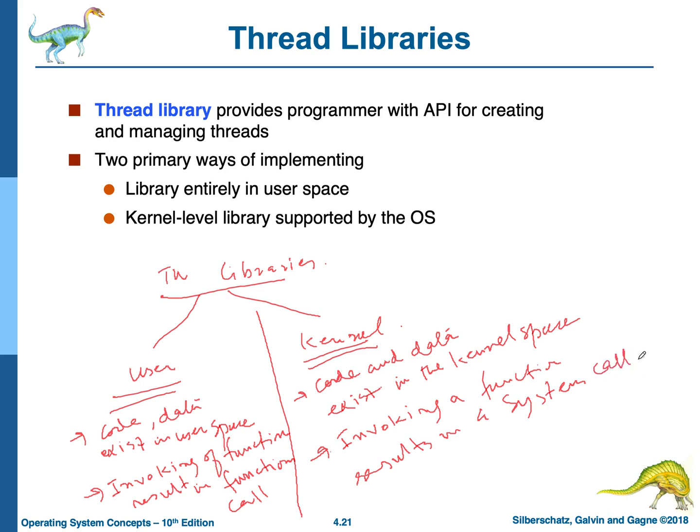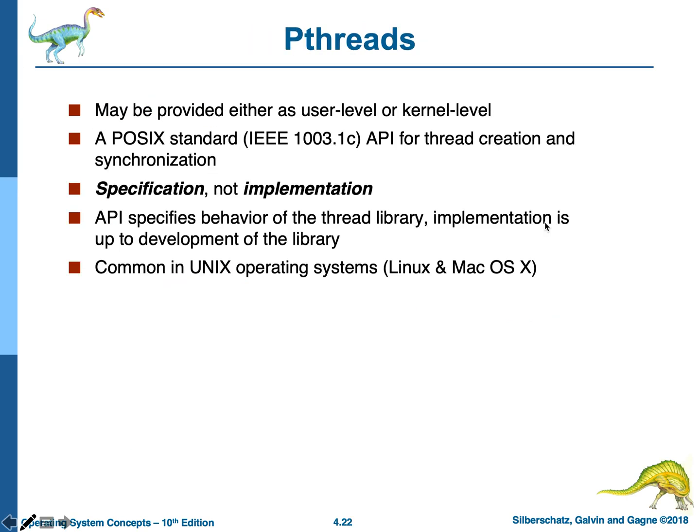Now here we have a function call in the user space, and a system call at the kernel level. In the user space the code and data exist in the user space, while here the code and data exist in the kernel space. So these are the main differences in thread libraries. Now we have different types of thread libraries, as we have seen: pthreads, Windows threads, and also the kernel threads.